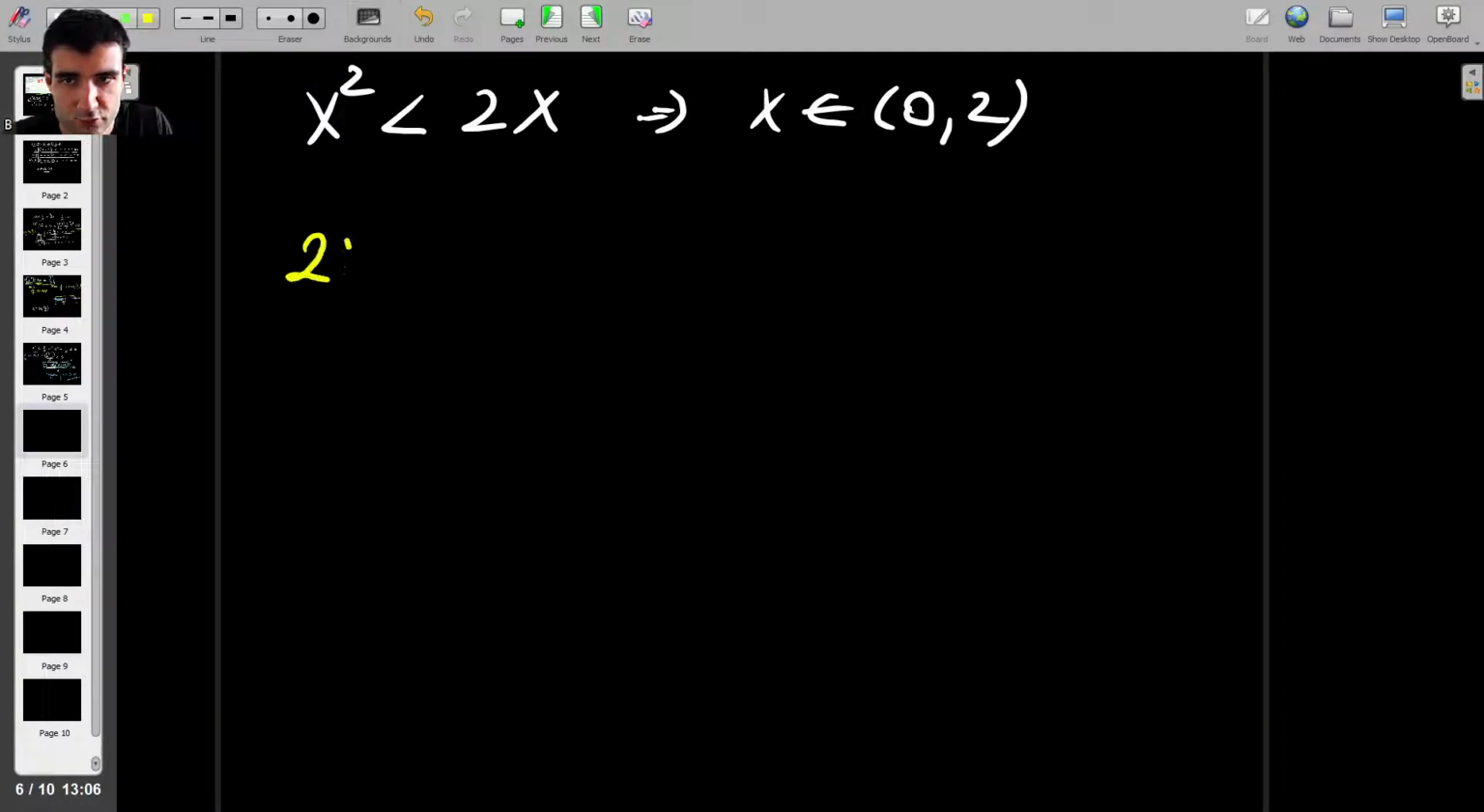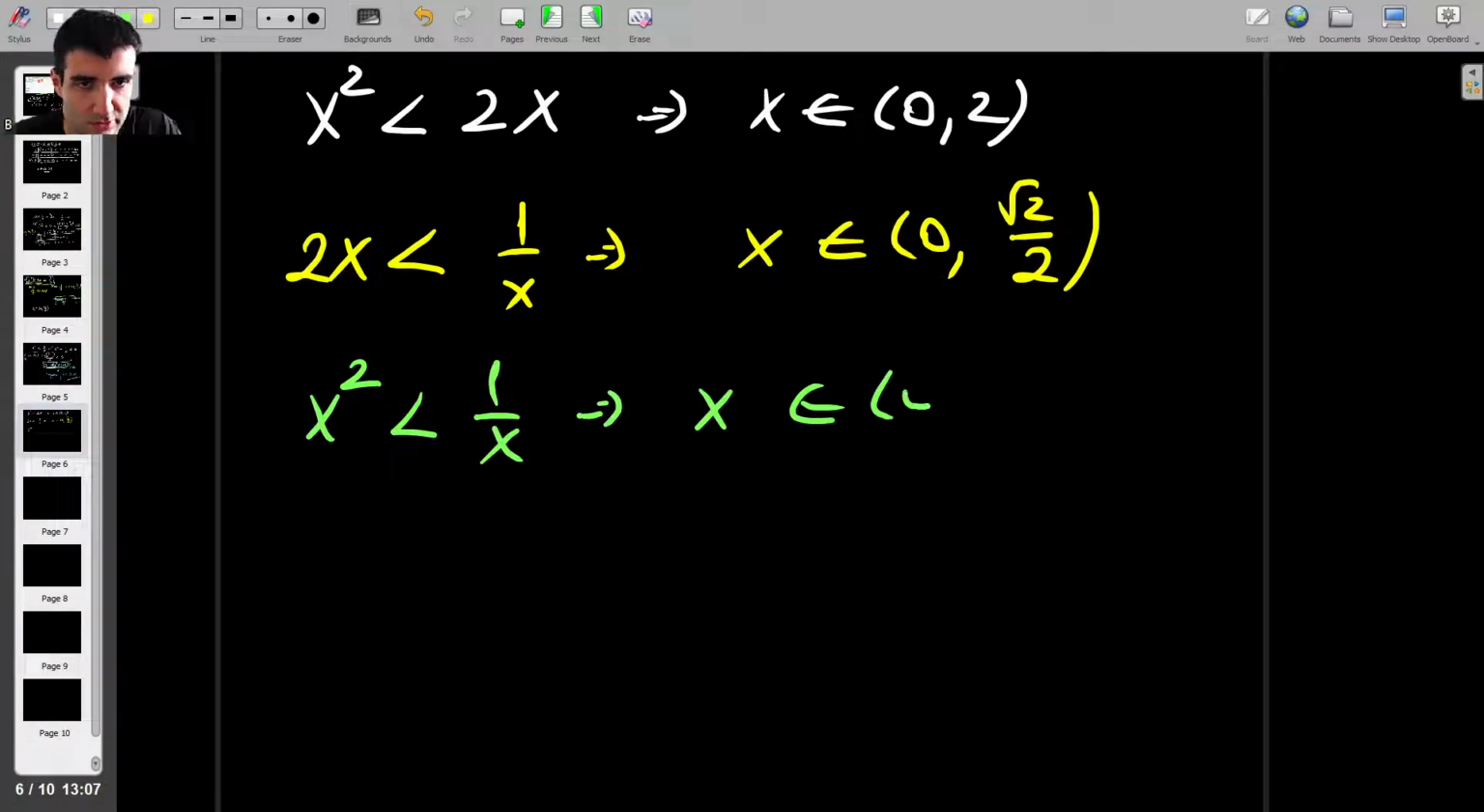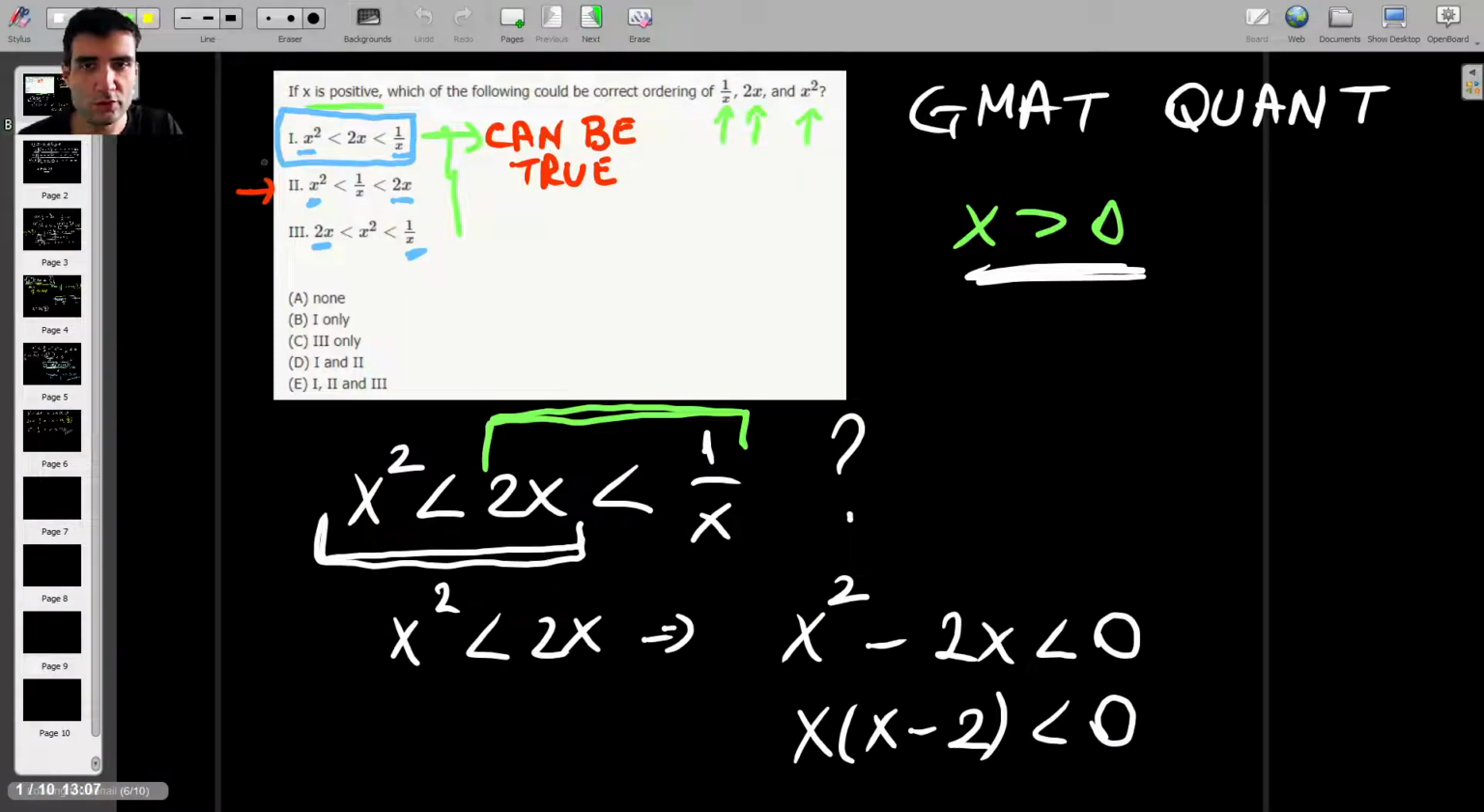Then we have 2x less than 1 over x, and this is true if x is between 0 and root 2 over 2. And then we have the last one, which is x squared less than 1 over x, and this is true if x is between 0 and 1. Right. Now, we already showed the first statement to be correct. Now, let's look at the second one.